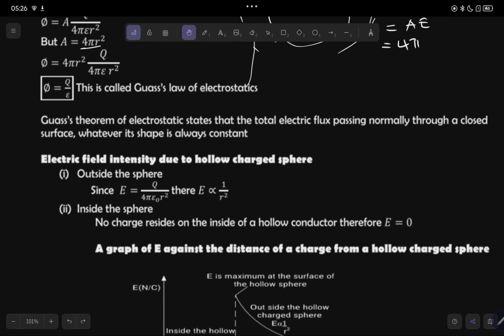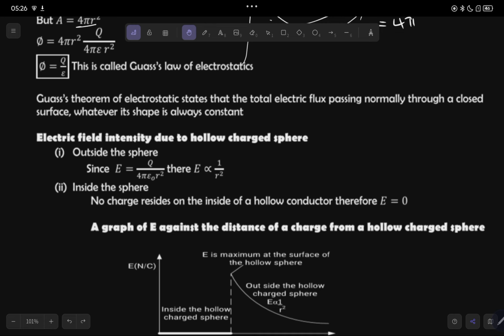Now, electric field intensity due to a hollow conductor. Now, as we have seen, due to a hollow charged sphere, charged conductor. Now, outside the sphere, you are moving outwards from the sphere, and as you move a distance r from the sphere, we assume that all the charge is at the center of the sphere. So as you move a distance r radius from the center of the sphere, the electric field intensity E is q over 4 pi epsilon naught r squared, as the formula is for a distance r from a charge.